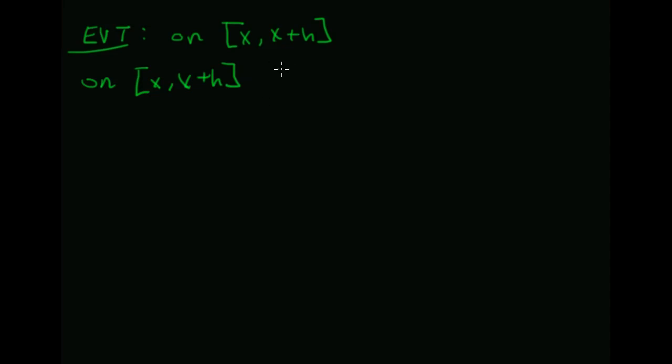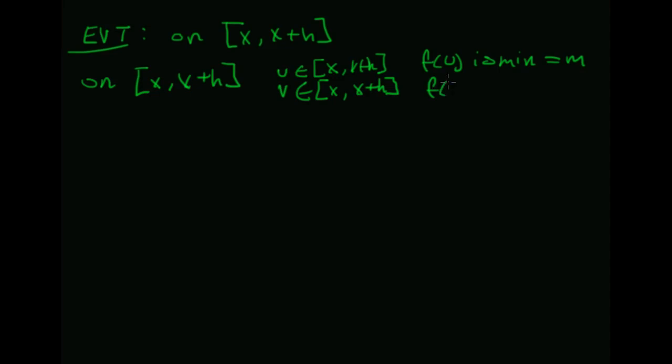Okay, so I know that there has to exist some point u on x to x plus h where f of u is the minimum. So we're going to call that little m. And there's got to be a v on x to x plus h where f of v is the maximum, and we'll call that one big M. Aha, this is starting to sound like my lemma, right? So this means that little m is clearly less than or equal to f of x, which is clearly less than or equal to big M.